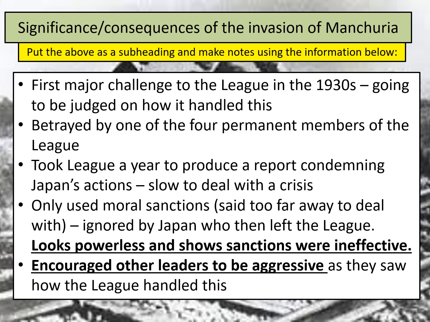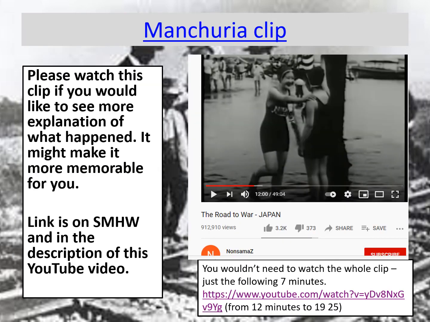So I'd like you to pause it here and make some notes on the significance and the consequences of this invasion of Manchuria.